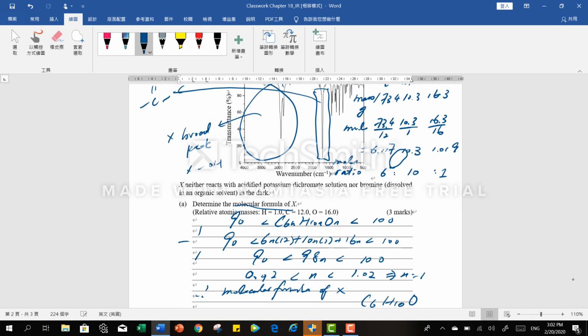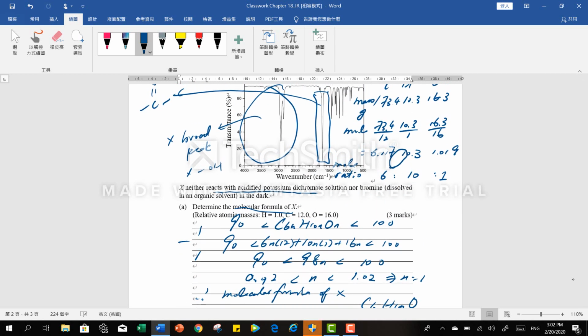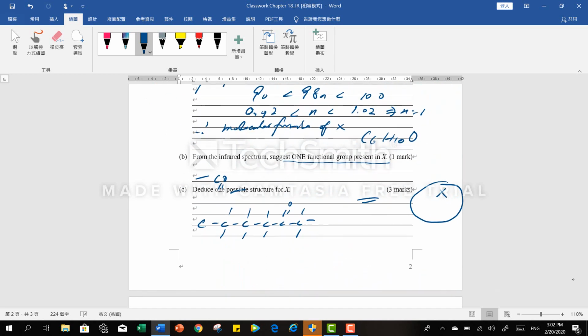And you look at this one as well. When it reacts with acidified potassium dichromate or bromine, no reaction, which means it doesn't contain a double bond. No double bond, but you have to reduce the hydrogen from 12 to 10. The only way is it should not be an aliphatic structure. It is a ring structure. So it should be like that. That can help you reduce the number of hydrogen without adding a double bond. Now you can count the number of hydrogen: 1, 2, 3, 4, 5, 6, 7, 8, 9, 10, right? So that is the answer.